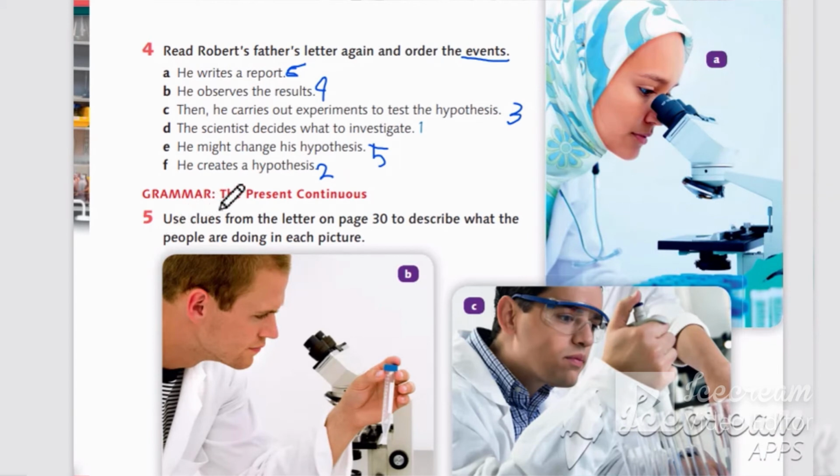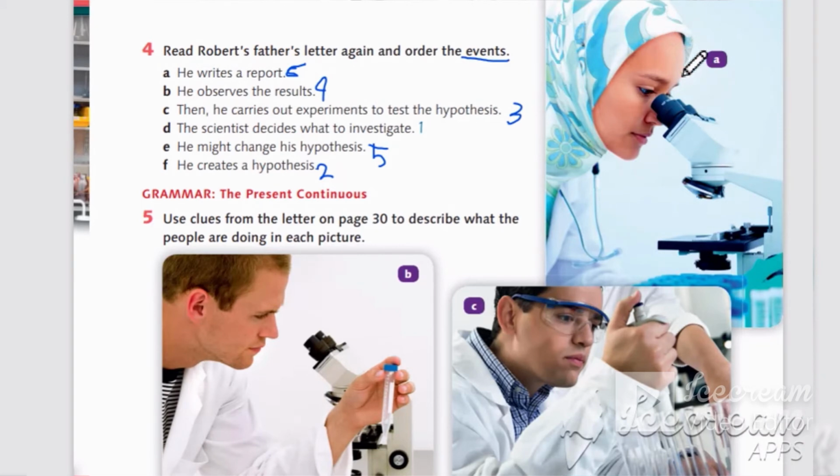Exercise number 5. The present continuous المضارع المستمر. Use the clues from the letter on page 30 to describe what the people are doing in each picture. Now يا مس أنا بدي أوقف الفيديو وأنت بدك تطلع على البيكتشرز وترجع للرسالة وتعرف what are they doing. تمام. بدك تعطيني جملة في present continuous tense about A, B, C and D. تمام يا مس. You have 1 minute.